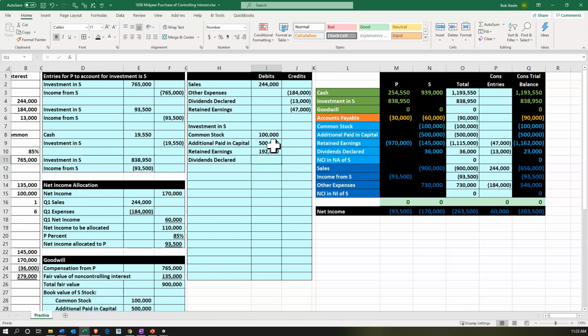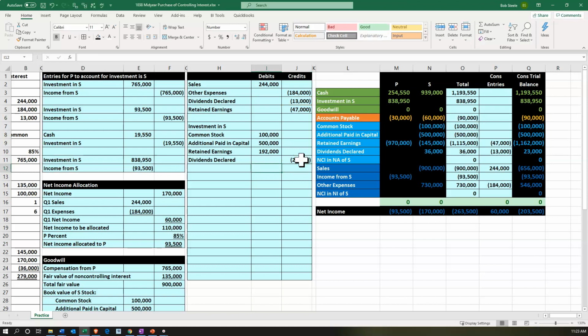This is going to be equal to, I'm going to say negative of this 36,000, and then minus this 13, and that's going to give us our 23, and that should be on the other side. I'm going to cut and paste, and then copy and paste. Okay, so that's going to be the 23,000, which I'm going to pick up, those 2 cells. Shouldn't cause any circular reference problems.